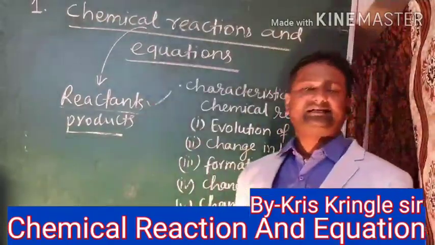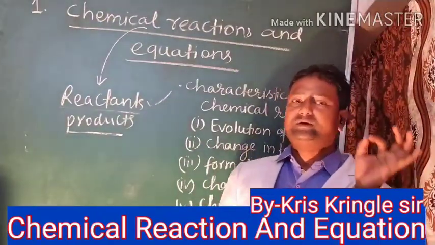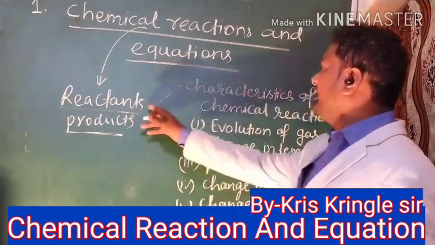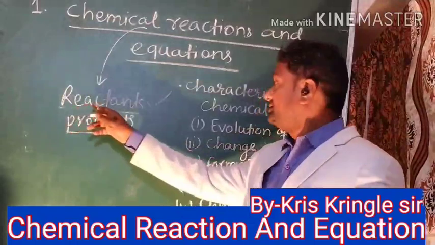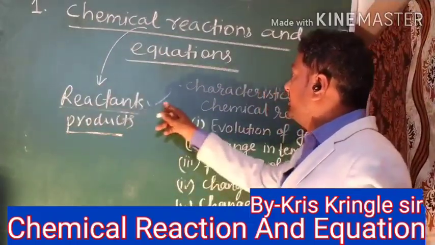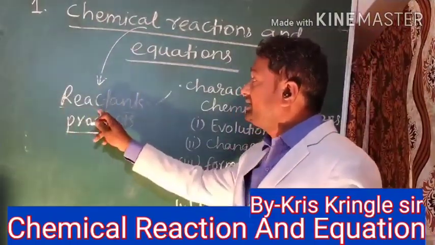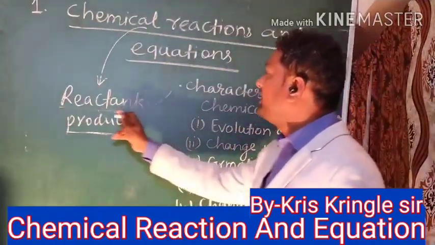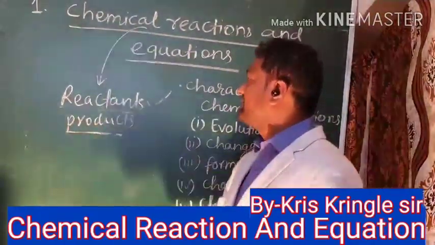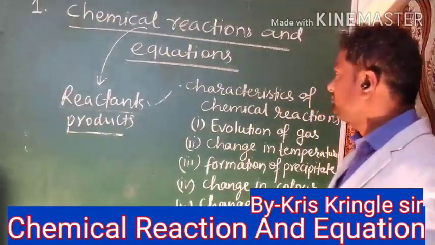You can also define reactants and products easily. I think you have understood it. Again, I am going to define it for your convenience. What are reactants? The substances which take part in the chemical reaction are called reactants, and the substances formed as a result of the chemical reaction are called products.